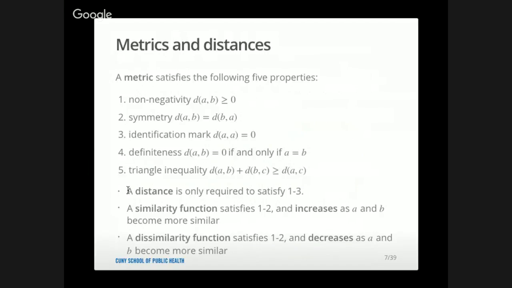And a distance, which is what normally all we require in our applications, is only required to satisfy 1 to 3. Not everything is a distance. We also will use similarity functions and so-called dissimilarity functions, which are even less strict. They only have to satisfy the first 2 of these, and somehow similarity increases as 2 objects become more similar, and a dissimilarity measure decreases as they become more similar.